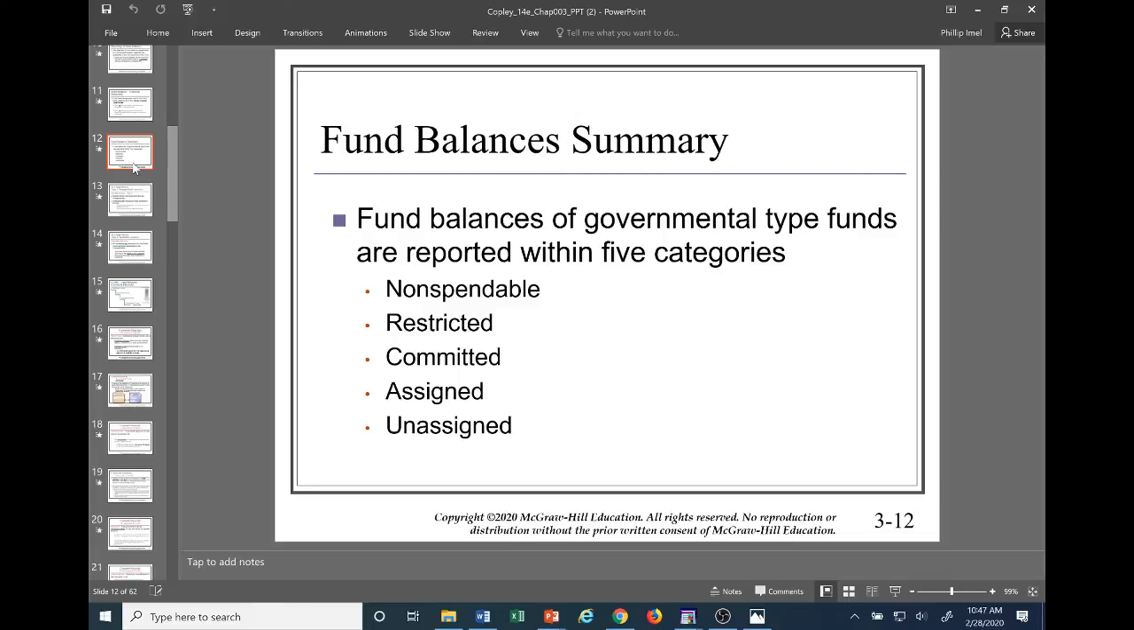Because remember, there's not an encumbered section here. Anything encumbered is dealt with as assigned. With assigned, we're just merely stating, we might just verbally say, we have an intent to use it for that. And unassigned is the residual for the general fund, right?